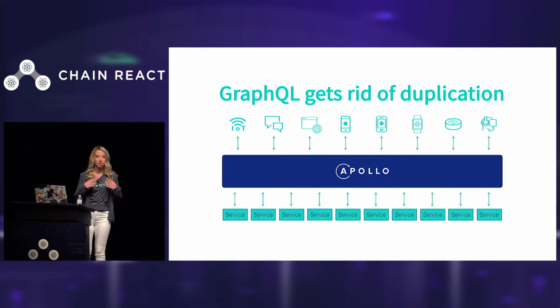GraphQL actually gives us a schema. So now we know exactly what data all our microservices have, and our clients can request exactly what they need. And this saves us round trips over the network, as well as smaller payload sizes, which is extremely important if you're building a React Native app.